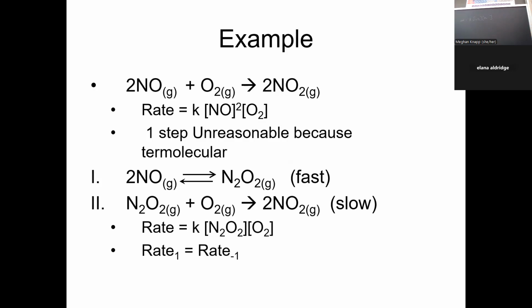So that's why we can say rate 1 is equal to rate 2. So this means that K1 times the concentration of NO squared is equal to K negative 1, which just means the reverse reaction, times the concentration of N2O2. So now we have 2 equations that have this concentration of N2O2. So what I'm going to do is rearrange this thing at the bottom so I get N2O2 by itself, and then plug that into my top equation.